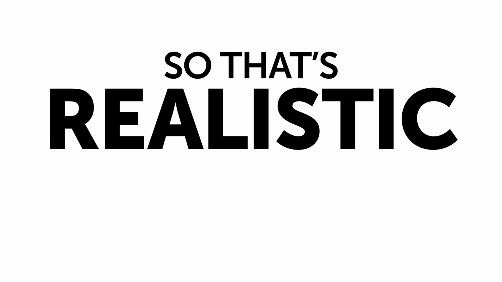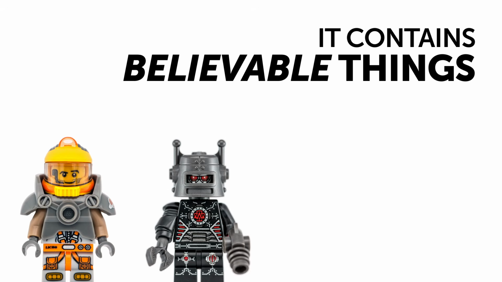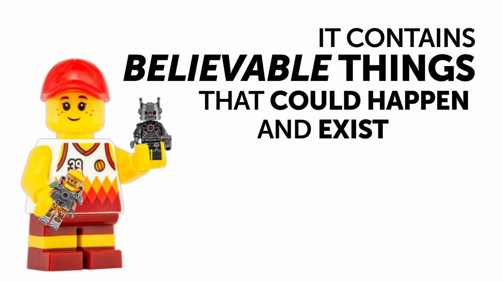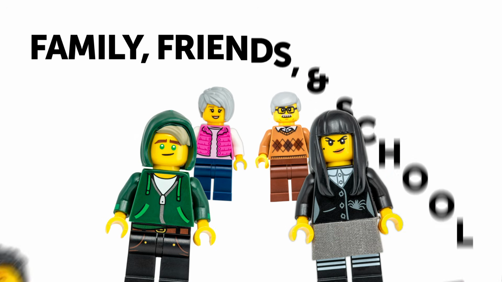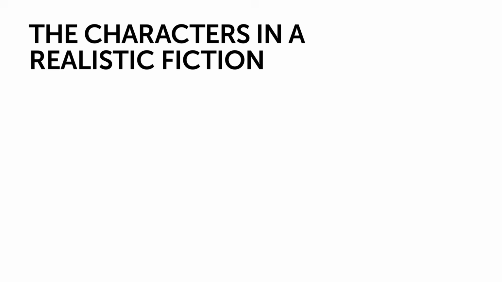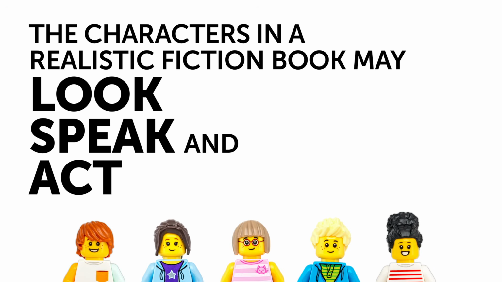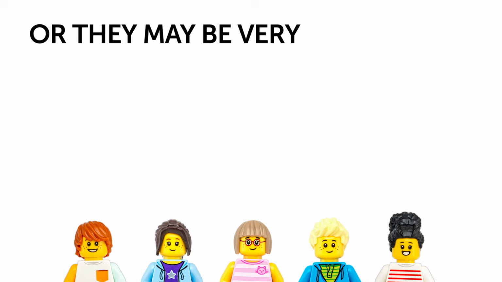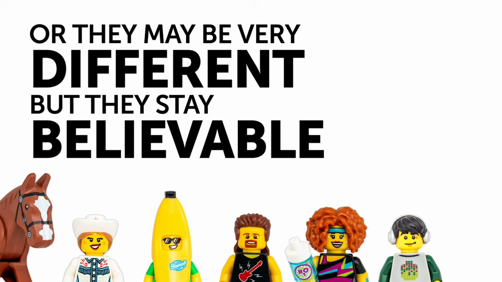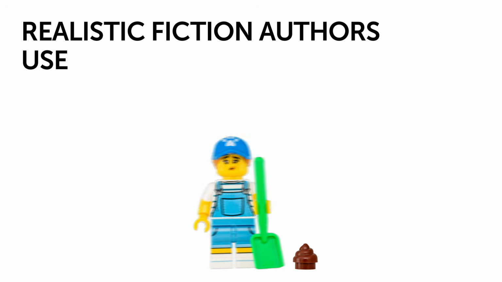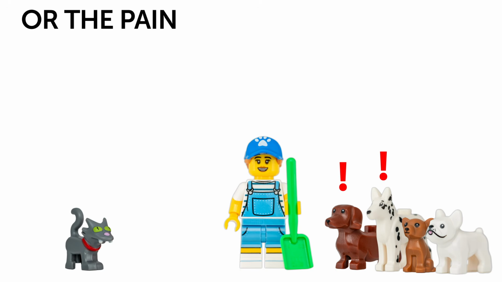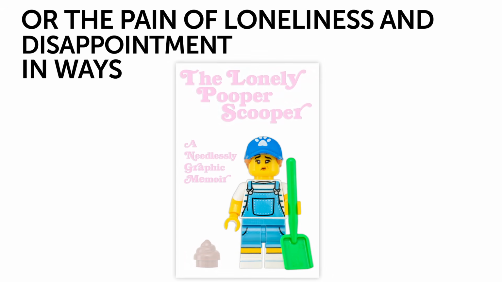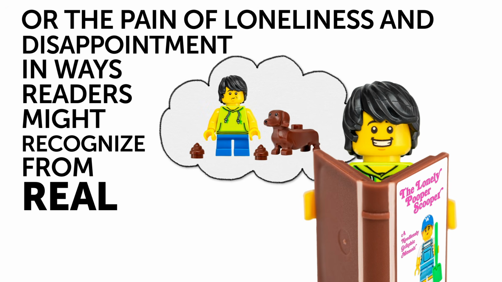So that's realistic fiction. It contains believable things that could happen and exist in the real world. These books tend to remind readers of their own real-life experiences with family, friends, and school. The characters in a realistic fiction book may look, speak, and act just like you, or they may be very different, but they stay believable. Realistic fiction authors use universal themes like wanting to be accepted and loved, or the pain of loneliness and disappointment in ways readers might recognize from real life.